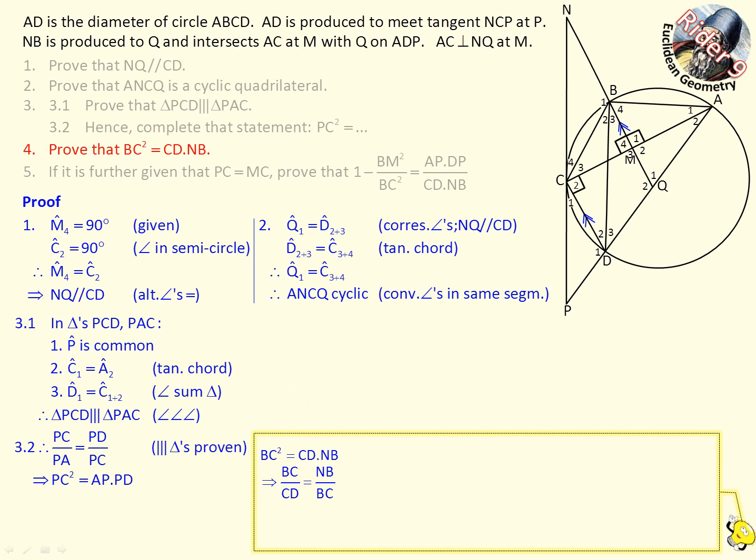Now I'm going to do vertical, horizontal. Going vertically, I get BCD and NBC. Have a look at these two green triangles. I need to see if they are similar. Rather than waiting for the job to come to me, I say, well, C4 would have to equal D2. I know that's the case. Tangent chord.